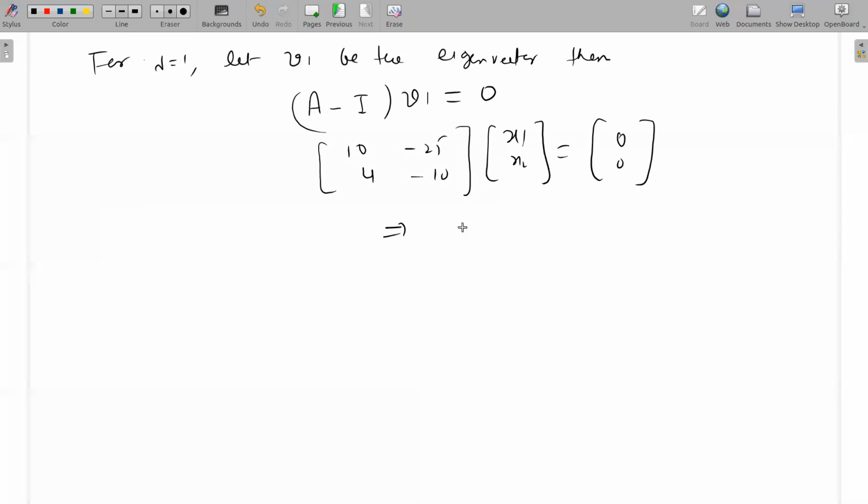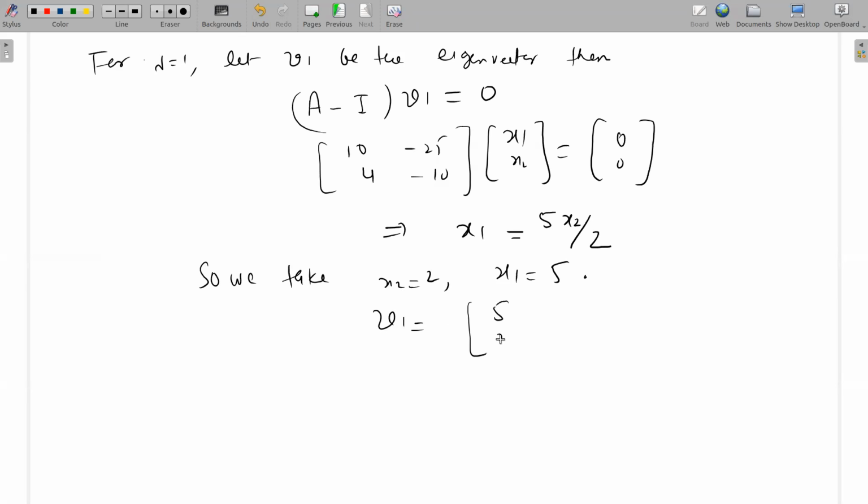तो एक इक्वेशन ही बचेगा इसमें. So x1 equal to 5x2 by 2, यानी कि ये बचेगा 2x1 minus 5x2 equal to 0. ठीक है जी. तो क्या लें x2 को? फिर 2 ले लेंगे. So we take x2 equal to 2. So x1 equal to 5. तो जो पहला आइगन वेक्टर है that is (5, 2). ठीक है जी.